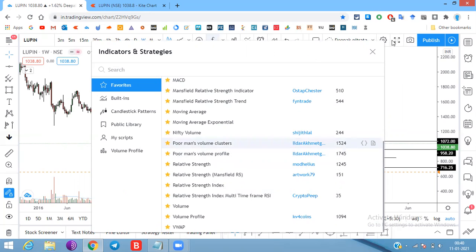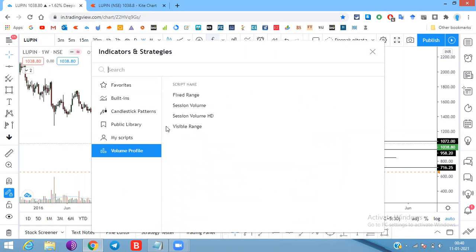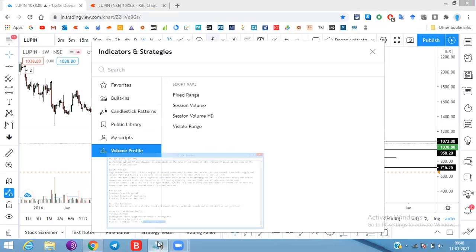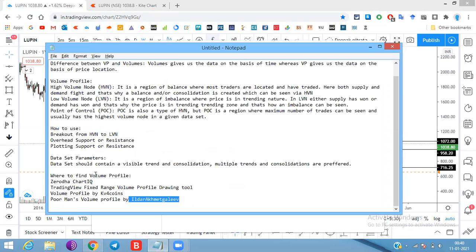You can use this. Actually, volume profile is in the premium version of TradingView, but I personally haven't purchased the premium version of TradingView. So I really don't find it that useful if I am getting those free things in the public library, and in my Zerodha dashboard, my Zerodha Chart IQ. So it's enough. I don't want to spend my hard-earned money on a free thing, guys.